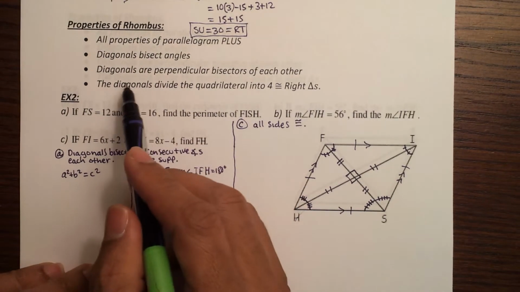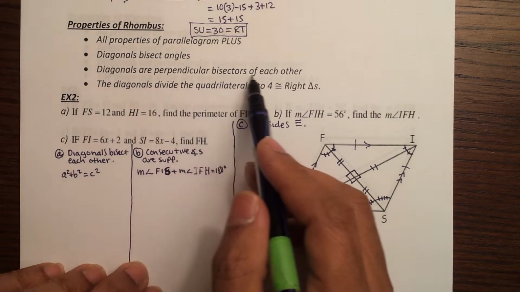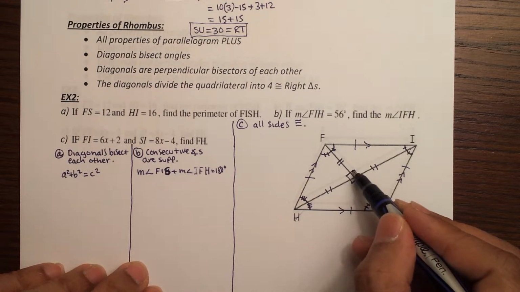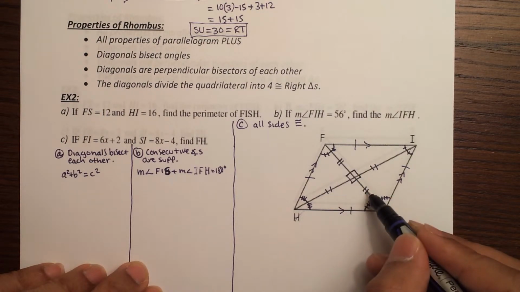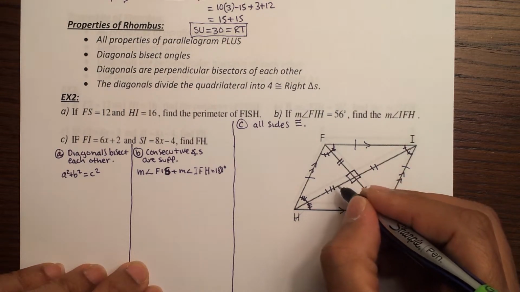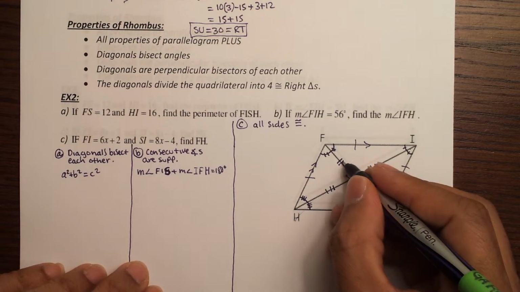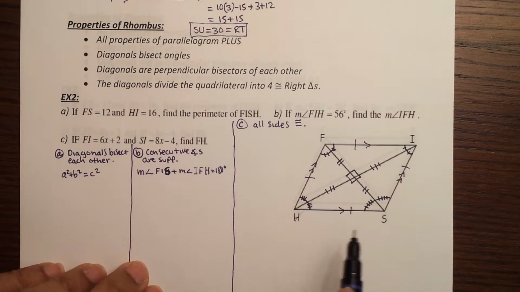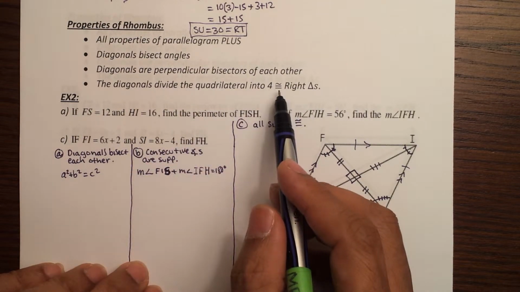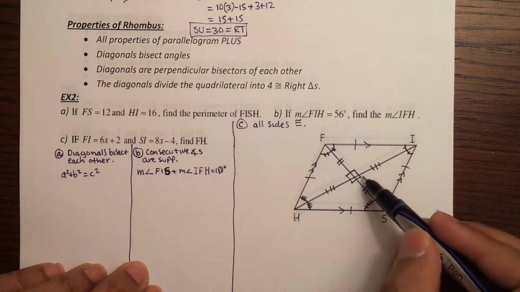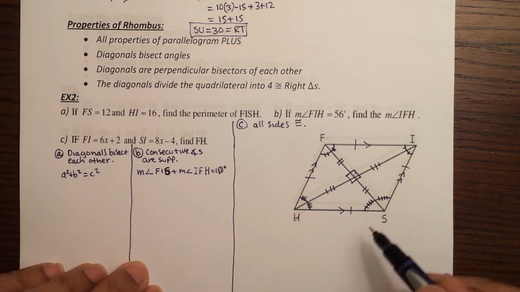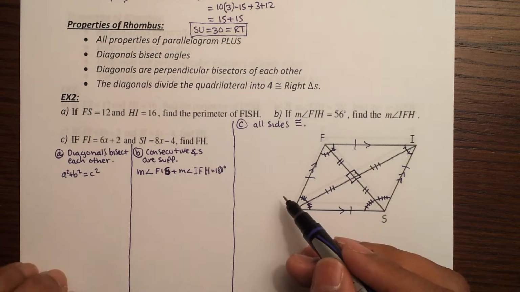Okay? And the diagonals are perpendicular bisectors of each other. So when they intersect, the diagonals are perpendicular, they create right angles, and they bisect each other, so making this one here congruent to that one, and this one congruent to this one. Okay. Now the diagonals divide the quadrilateral into 4 congruent right triangles. So this is a right triangle because of the right angle, and as you can see, all 4 triangles are right triangles.